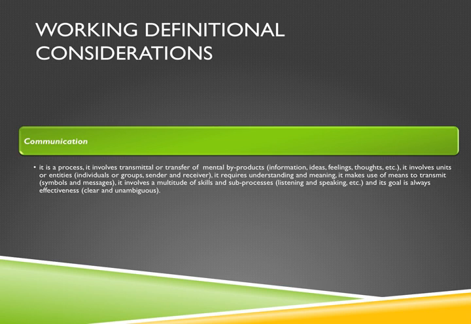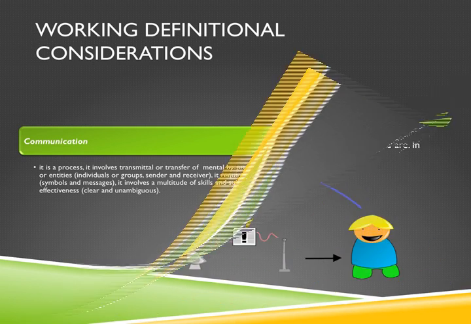Working definitional considerations. Communication is a process. It involves transmittal or transfer of mental byproducts: information, ideas, feelings, thoughts, etc. It involves units or entities, individuals or groups, sender or receiver. It requires understanding and meaning. It makes use of means to transmit symbols, messages. It involves a multitude of skills and sub-processes, listening and speaking, etc. And its goal is always effectiveness, clear and unambiguous.